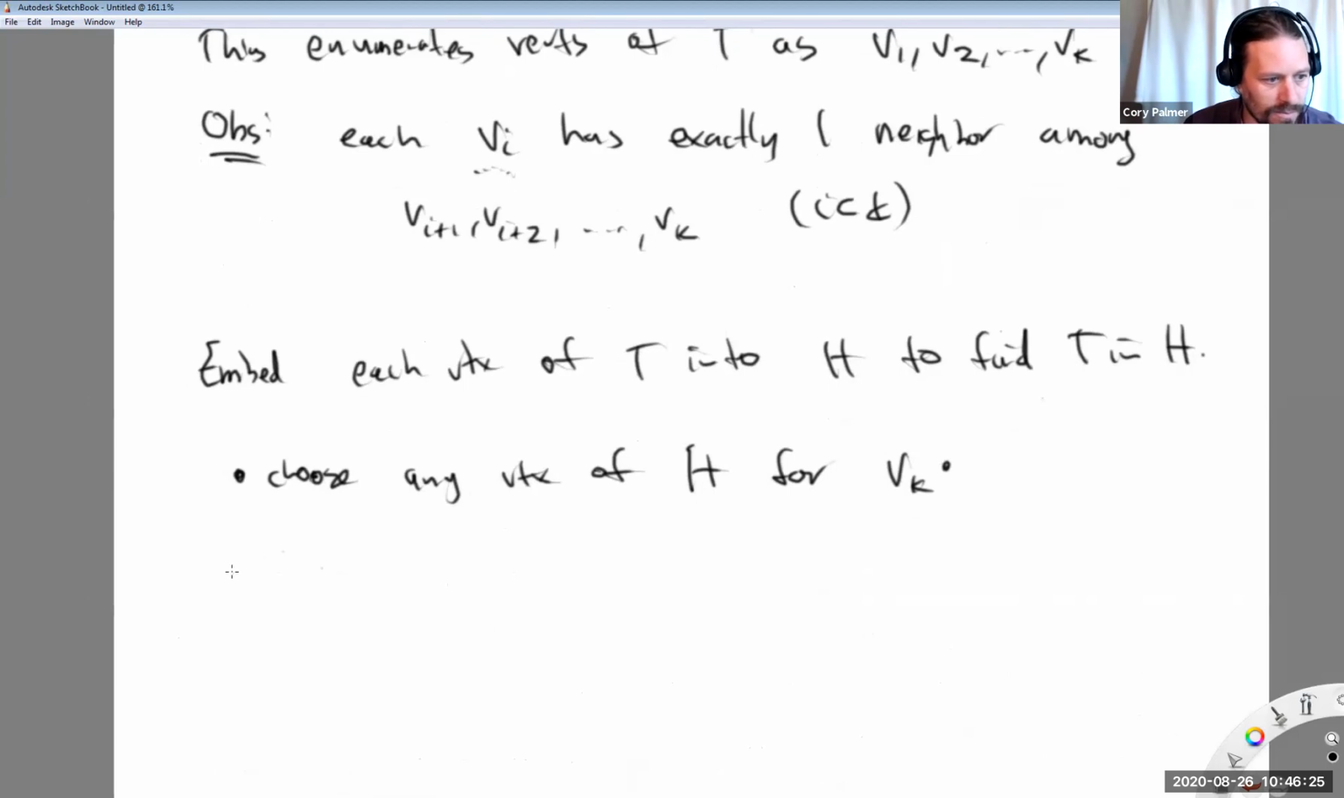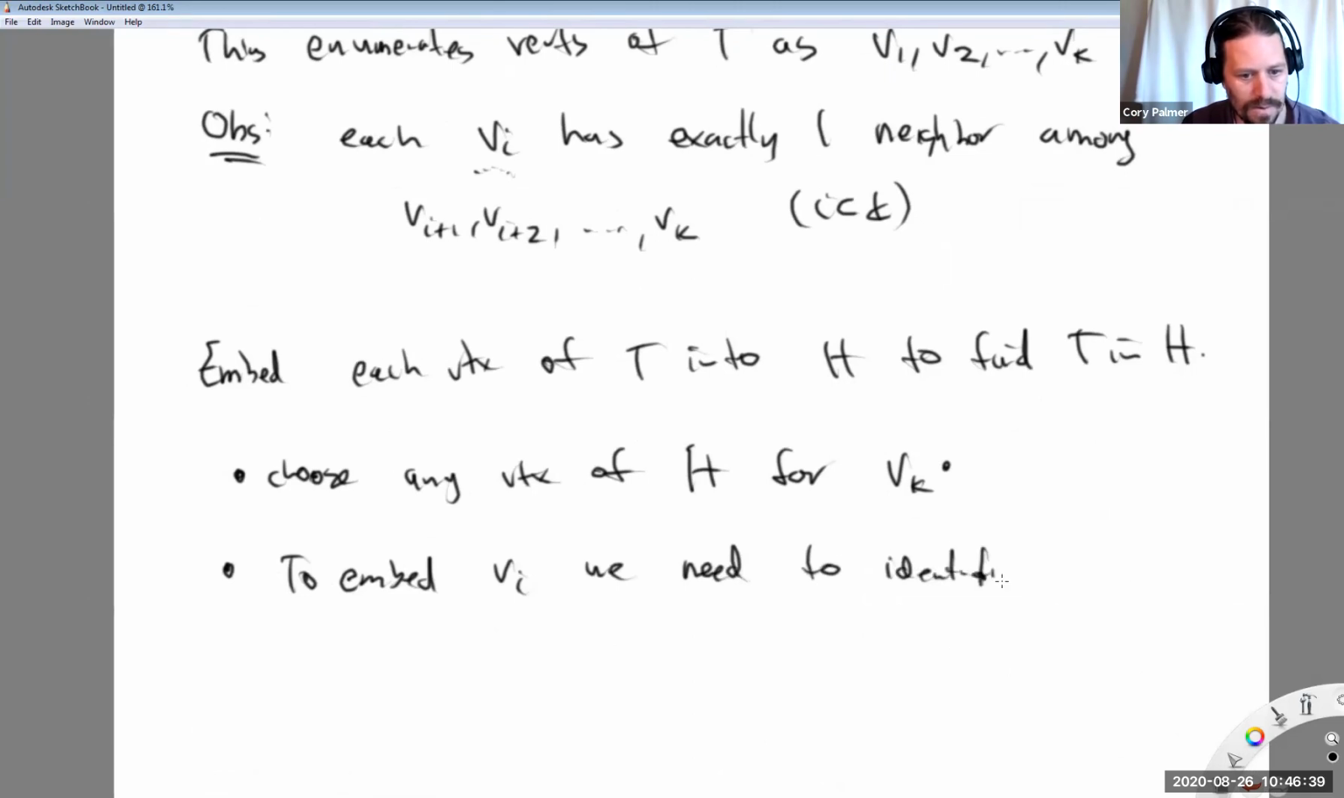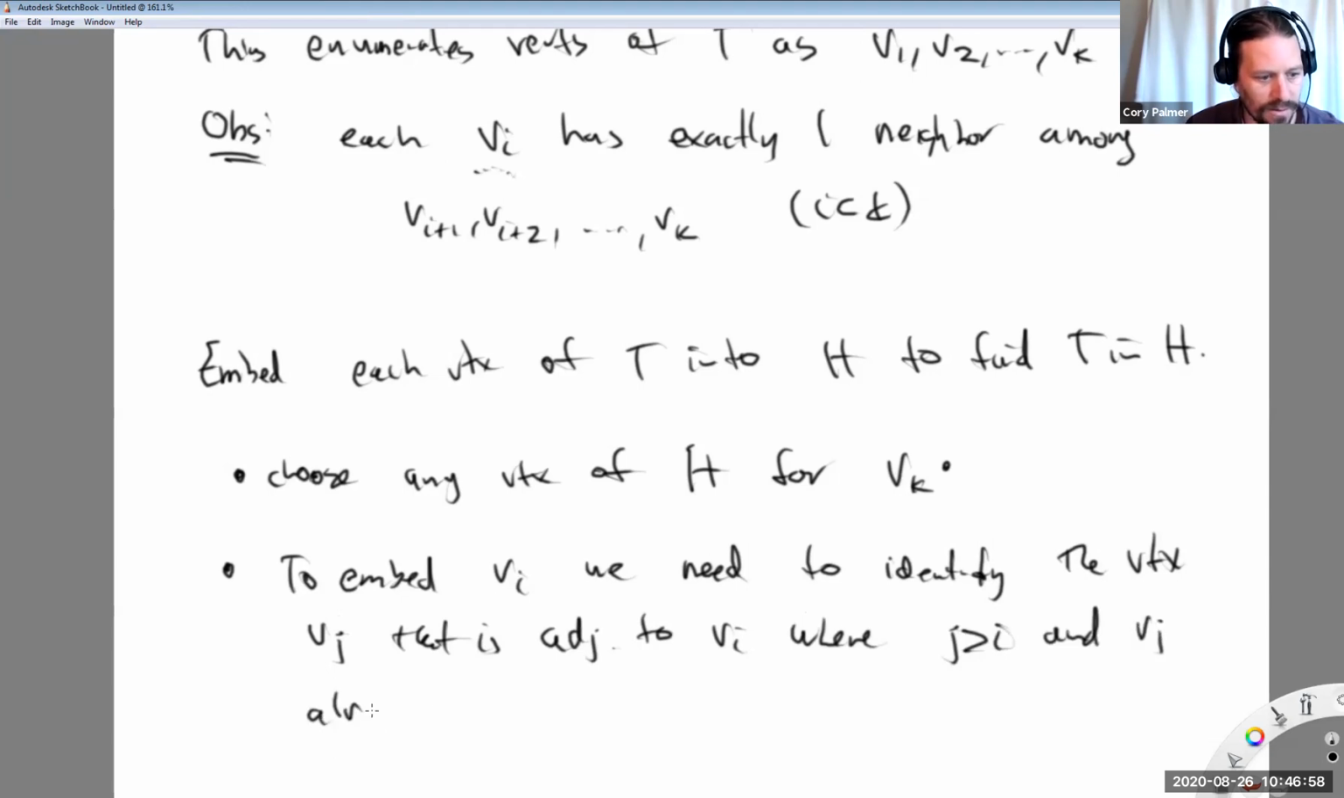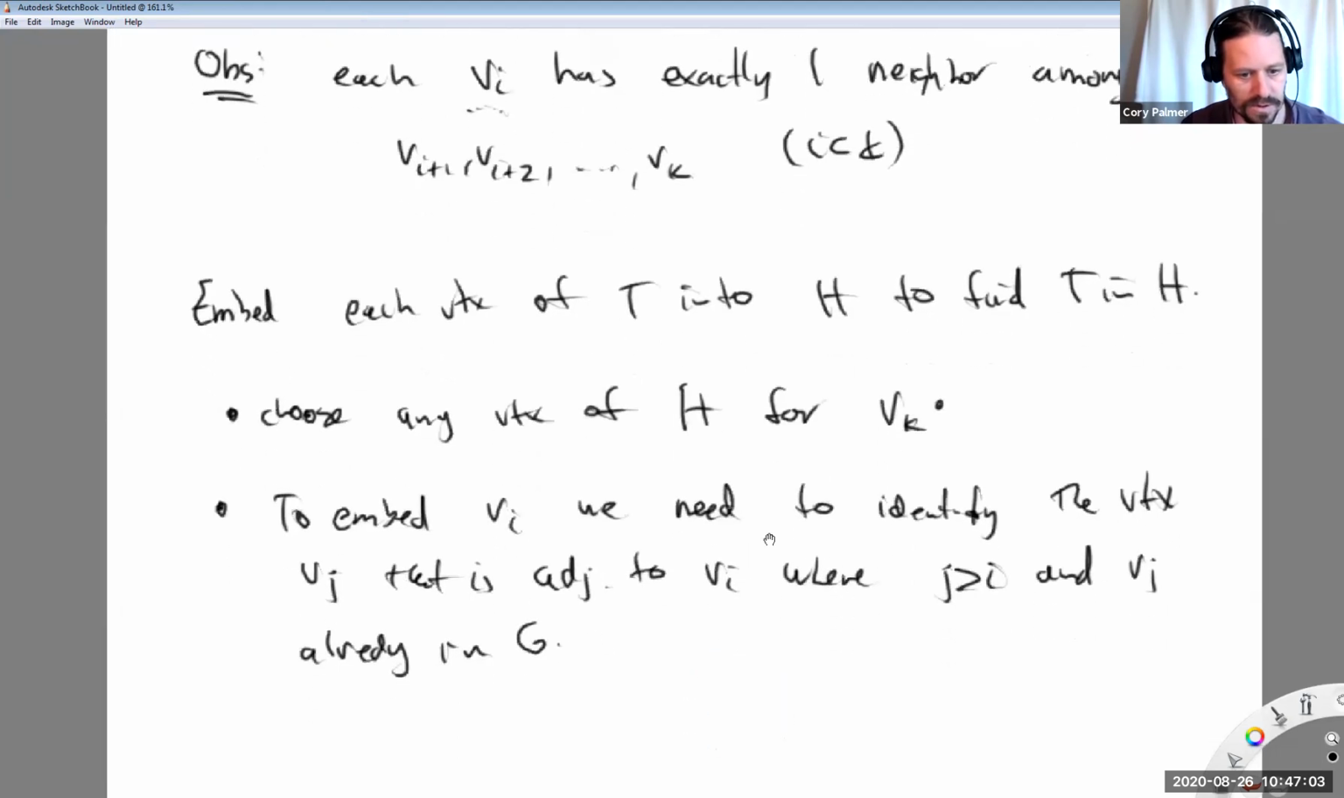Great. Now, to embed VI, we need to identify the vertex VJ that is adjacent to VI, where J is greater than I, and VJ already has been embedded in H. Let me draw a picture to make this clearer, what's going on here.